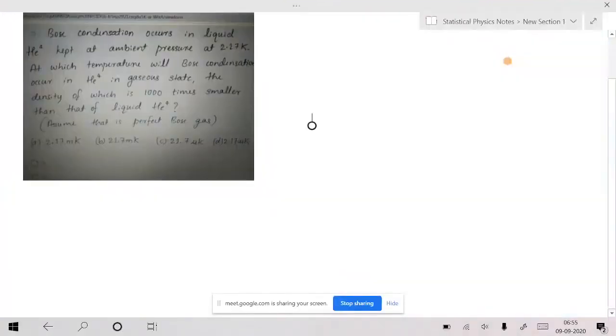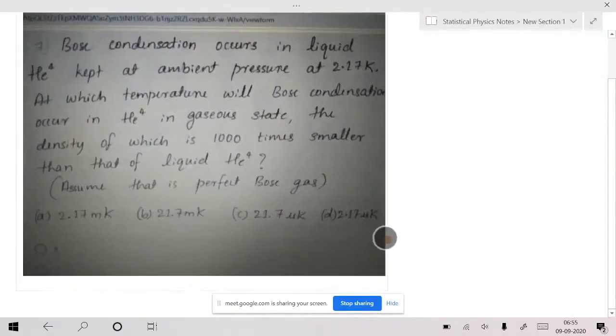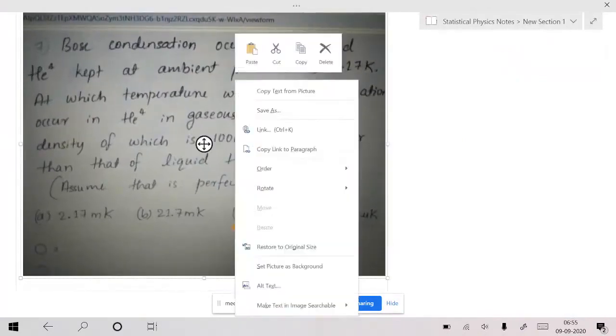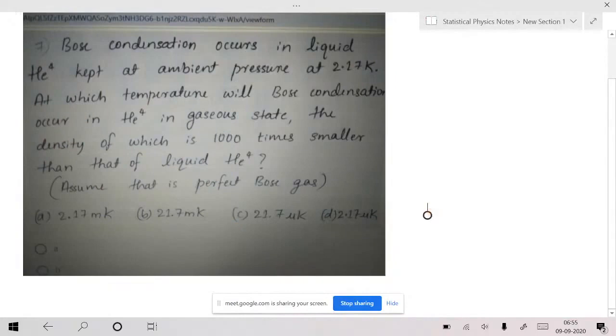I think this is the question that I wish to discuss. This just depends on some proportionality. Again, those who solved the problem can quickly comment here. Bose-Einstein condensation occurs in liquid helium kept at ambient temperature 2.17 Kelvin. For typical helium, helium 4, Tc is equal to 2.17 Kelvin. At which temperature will Bose-Einstein condensation occur if helium is in the gas state, with density 100 times smaller than that of the liquid?